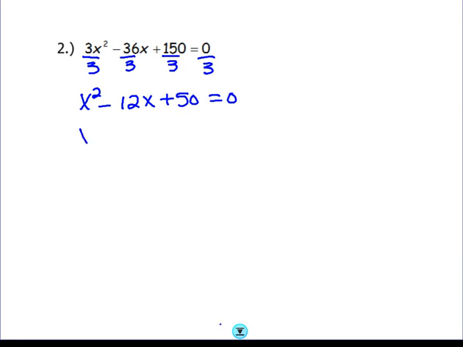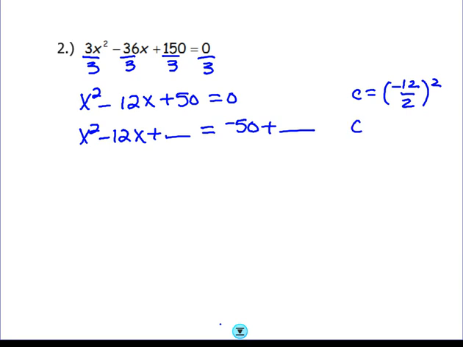All right, I'm going to isolate. I'm going to add something, negative 50 plus something. All right, find c. Half of b, squared. So negative 6 squared is 36. So we're adding 36 to both sides.